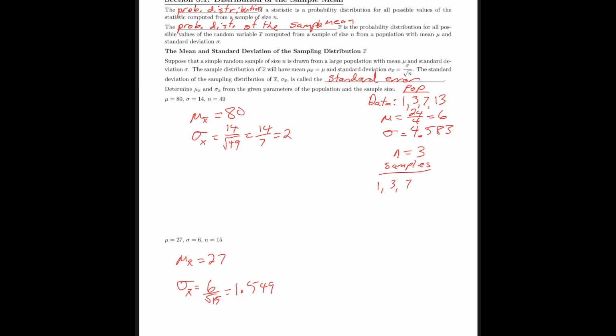So the idea here is, if that's my population, I want to take all the samples of, say, size 3. So these are all my different samples. I could have 1, 3, and 7. I could have 1, 3, and 13. Actually, I forgot one. I could have 1, 7, and 13, and I could have 3, 7, and 13.